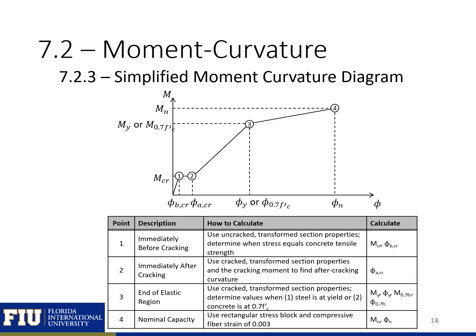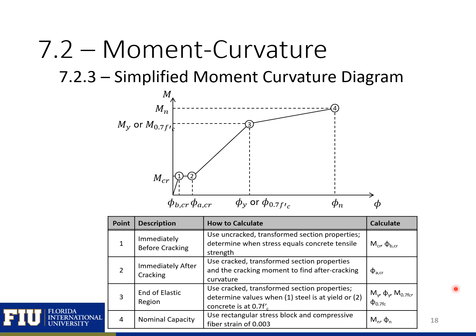Next, we're going to talk about the simplified moment curvature diagram that we can produce. Producing the complete moment curvature diagram that we did in the previous example was very complex and is unnecessary for the level of detail that we need. We can get away with 4 main points. We can first find the immediate before cracking moment and curvature, immediate after cracking moment and curvature, the end of the elastic region, and then our nominal capacity using our rectangular stress block approach.